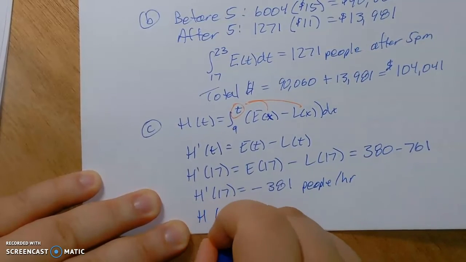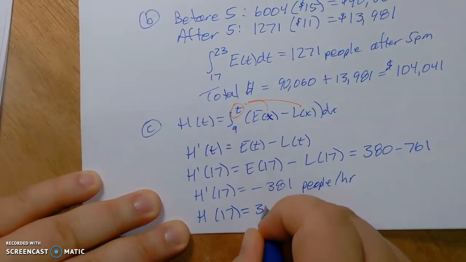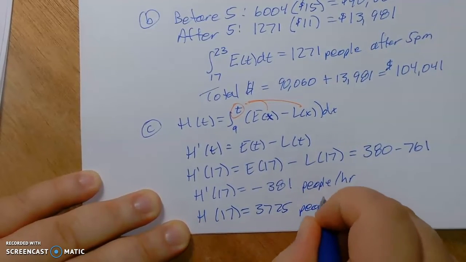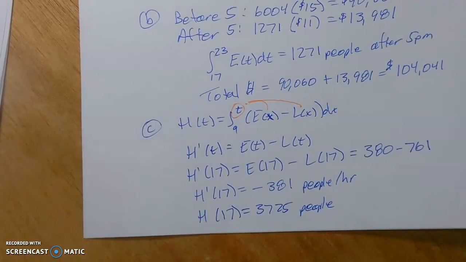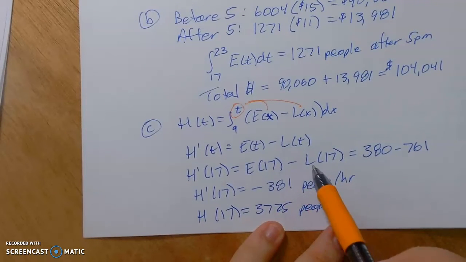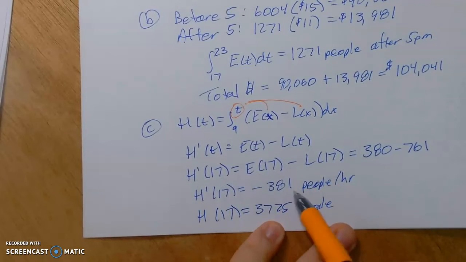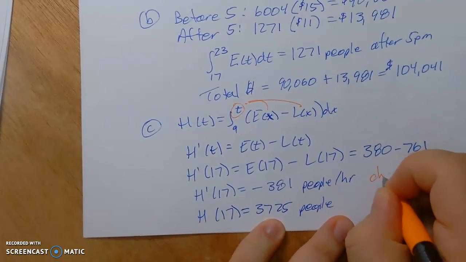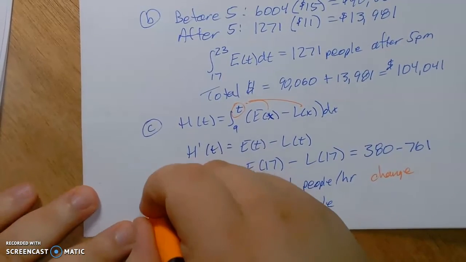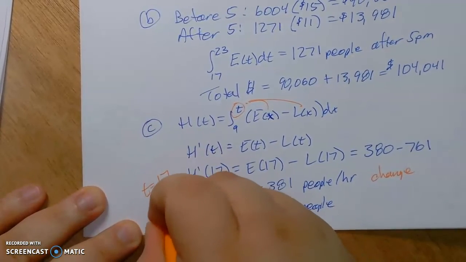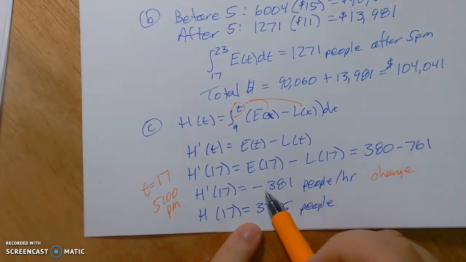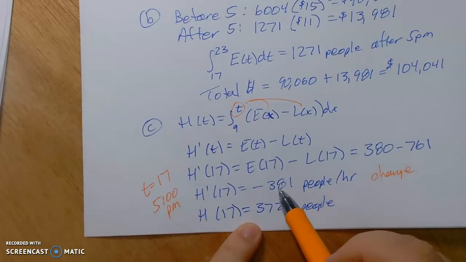H of 17 is 3,725 people. They gave this in the problem. So what does that mean in context of the park? Well, H prime is just the rate of change. So this is how many people are coming or going at 17. So t equals 17 is 5 o'clock p.m. So at 5 p.m., more people are leaving than entering. So we have about 400 people leaving.